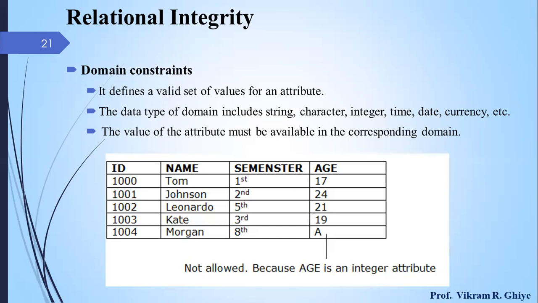This is not allowed. Why? Because age is of integer type, so the value at that place should be an integer. This is called the domain constraint. You can't put any other value in the particular domain. A particular value should be available in the particular attribute, and attributes have different data types. The data types are string, character, varchar, integer, time, date, and currency. There are a number of data types available.